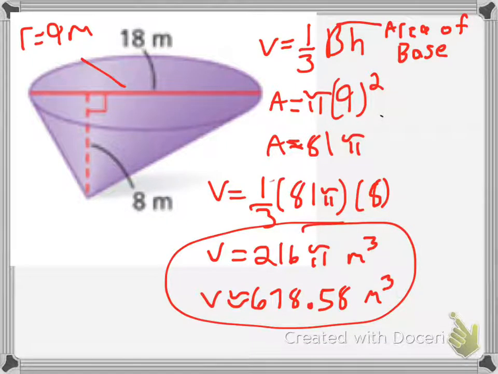Alright, study guide right here. The first problem is a cone. Find the volume of a cone by 1/3 area of the base, the height, or big B.